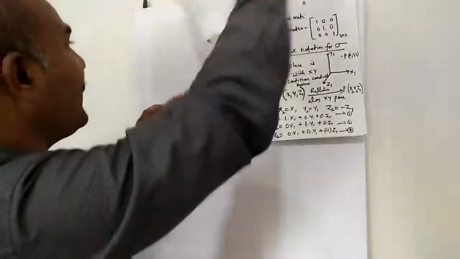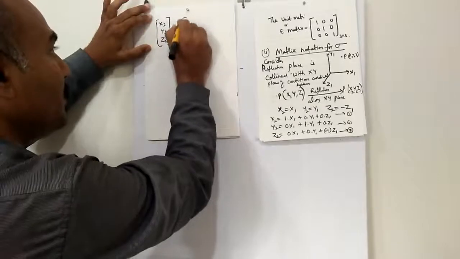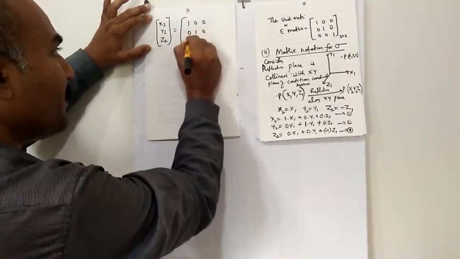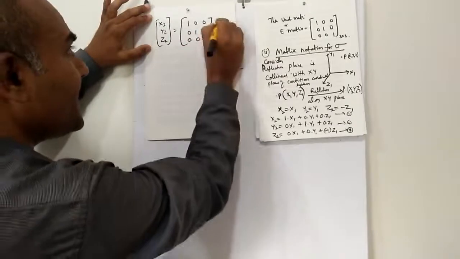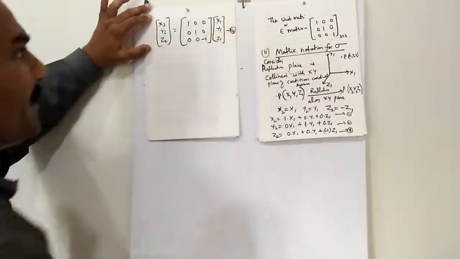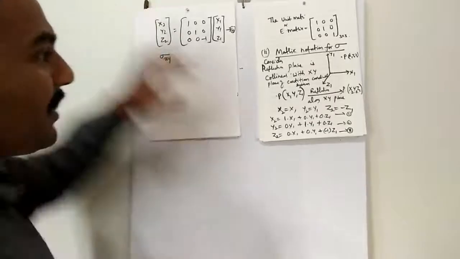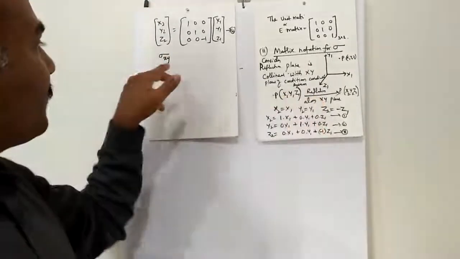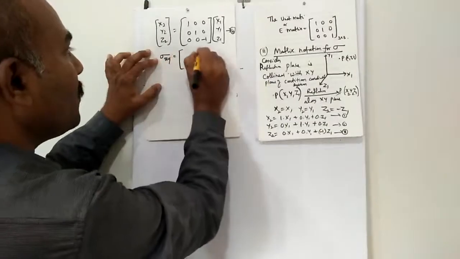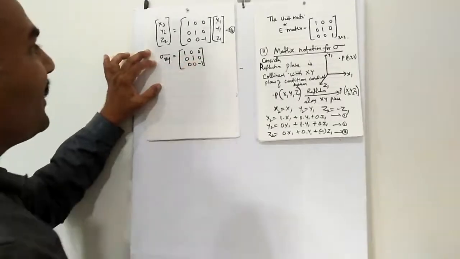So now combine equations 1, 2 and 3 and write them in the form of matrix multiplication, so that x2, y2, z2 is equal to the matrix 1, 0, 0, 0, 1, 0, 0, 0, minus 1 into x1, y1, z1. This we keep as representation 4. From representation 4, the sigma xy matrix, because you are taking a reflection along the xy plane, is equal to 1, 0, 0, 0, 1, 0, 0, 0, minus 1.